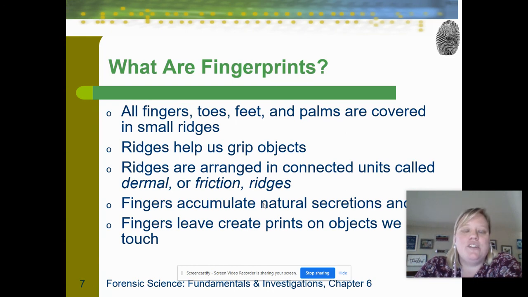Fingers accumulate natural secretions and dirt. You pick up dirt as you go all over the place, and then you sweat, and your body secretes fluid, and you leave that behind as oils, specifically in your hands. And then you create these prints on everything that you touch. So if we were at school right now, probably what I would do is have you guys touch your desk, and then we would actually dust for fingerprints and see that you've all left fingerprints all over your desks all year long.